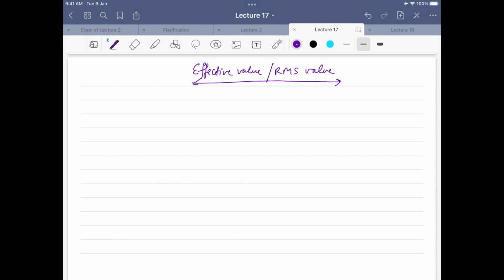Root mean square, generally. We know it's m by root 2, it's a root mean square. We know this, but what is the physical significance of root mean square? Why are we calculating it? It is the practical value of that device.